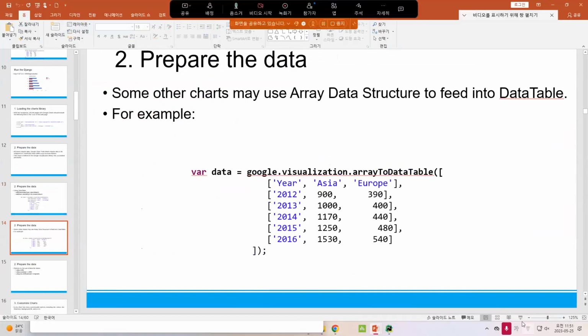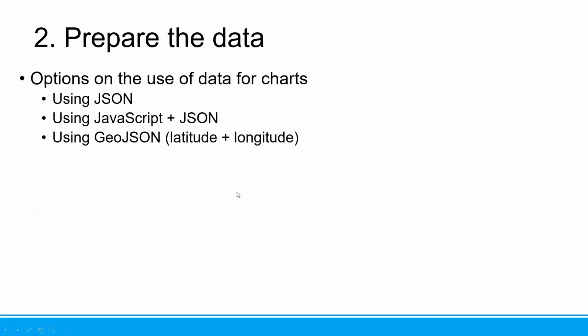So this is another data. And yeah, you can have another kind of data set. For example, you want to use JSON. How can we use JSON in this case? You need to convert from JSON to a kind of array. And after you have the array, then you can convert it into the data table. So you can have the JavaScript convert the JSON, or some other kind of data. Yeah, it can be related to latitude and longitude.